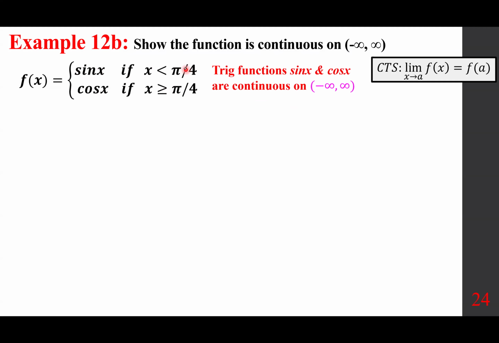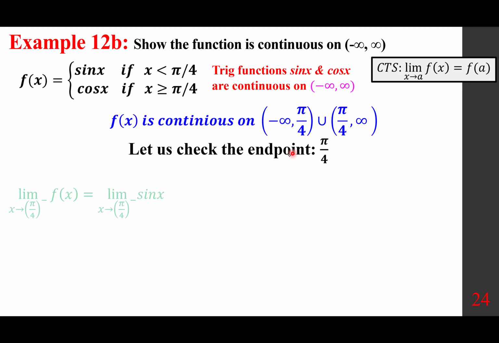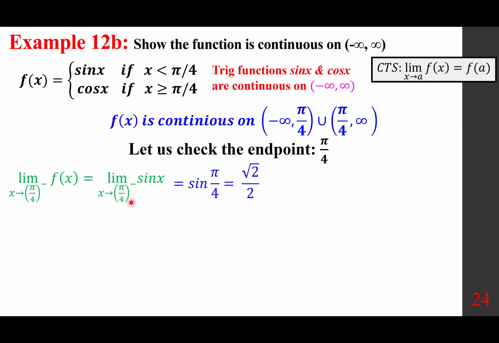But what happens at the end? In other words, we know the function is continuous from negative infinity to pi over 4, union pi over 4 to infinity. And we don't know what happens at pi over 4. We have to check it. So the only point that needs to be checked is the end point, namely pi over 4. So we're going to look at the limit from the left and right and a functional value. So the limit of f of x as x approaches pi over 4 from the left uses less than this one, and as you know, sine of pi over 4 is square root of 2 over 2.